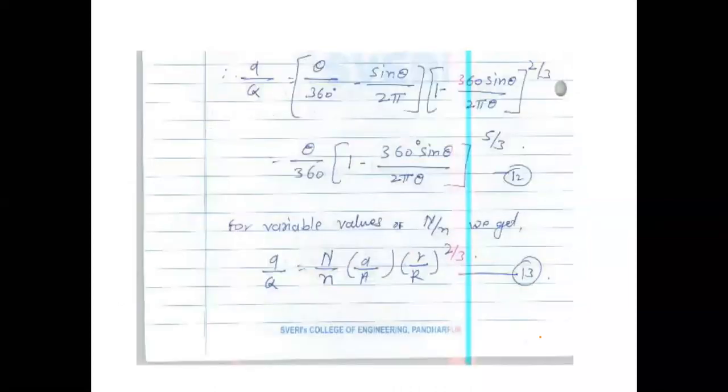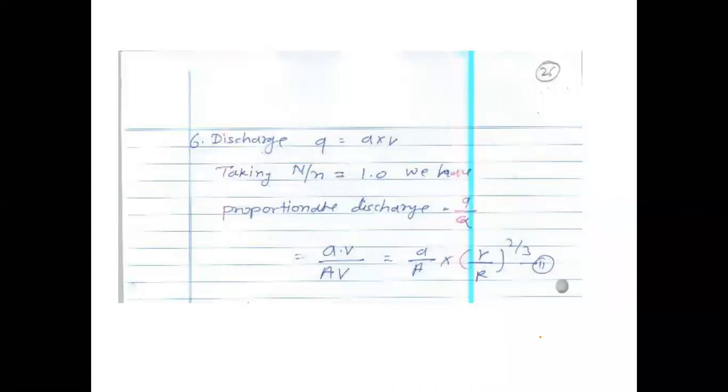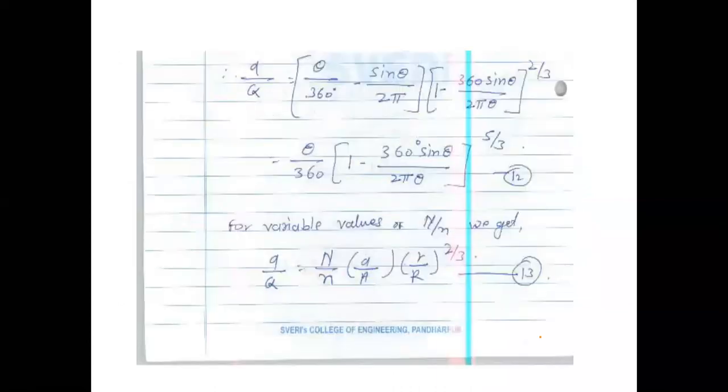So we'll solve for small q upon capital Q, which is equal to small a upon capital A, the equation derived by us, and that is nothing but theta upon 360 minus sin theta upon 2 pi. Then the small r upon capital R equation was also derived by us, and that is 1 minus 360 sin theta upon 2 pi theta.